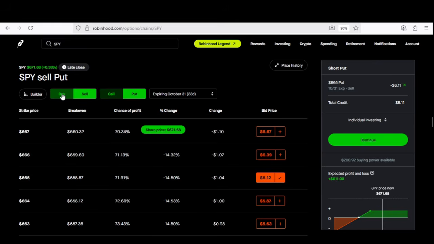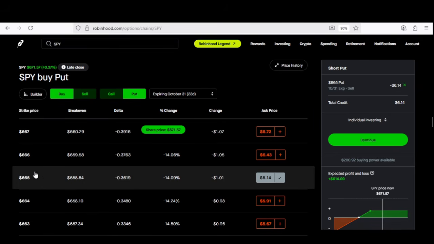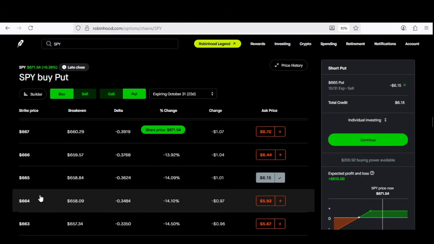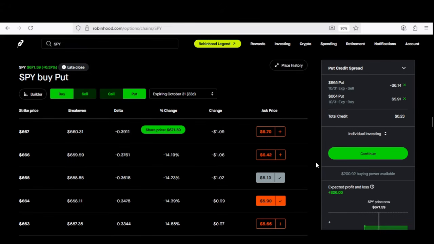What we're going to do, we're going to change the parameters to the top. We're going to go to buy while maintaining our put and maintain our exact same strike date. And now we're going to be choosing the strike price right below our previous sell put. And that's going to give us the 664. Let's go ahead. We're going to click into that one. And there you have it.